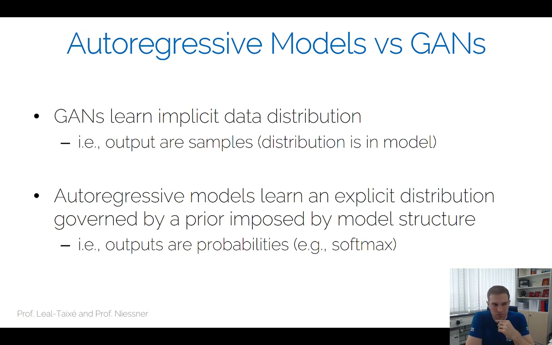In this case, you basically have a loss function that models the distribution, right? So the outputs are probabilities, for instance, with a softmax. And because you have a softmax, you make sure that this is a probability that models your distribution, and this is governed by a prior imposed by the model structure.